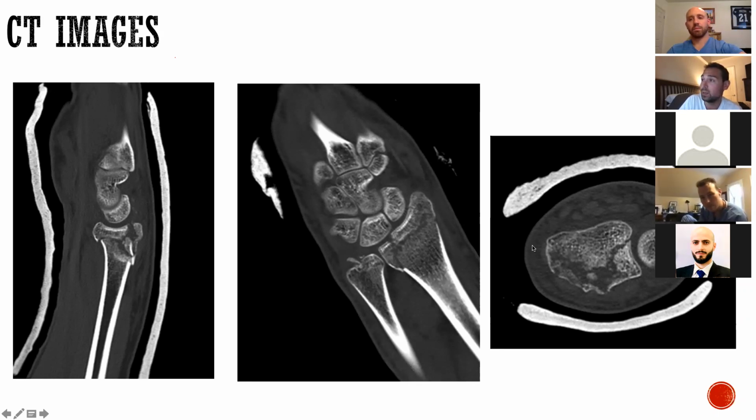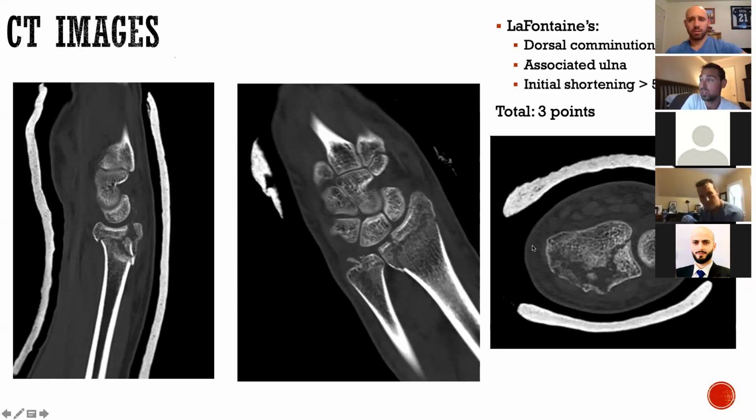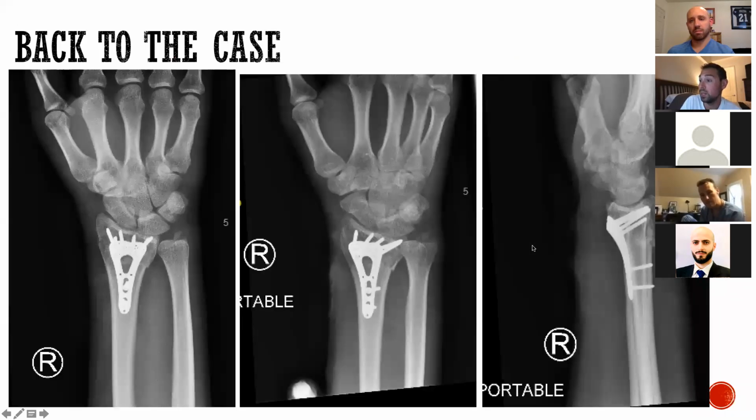So if we go back to our friend LaFontaine, we'll see that we are totaling 3 points at minimum. You could probably drum up another one from somewhere. So that's enough for me to do surgery, and we did.